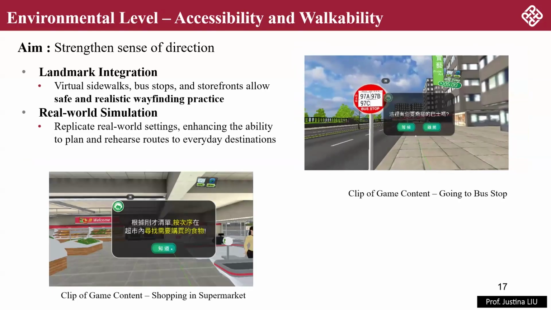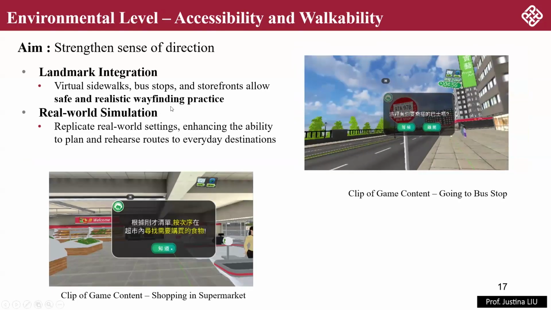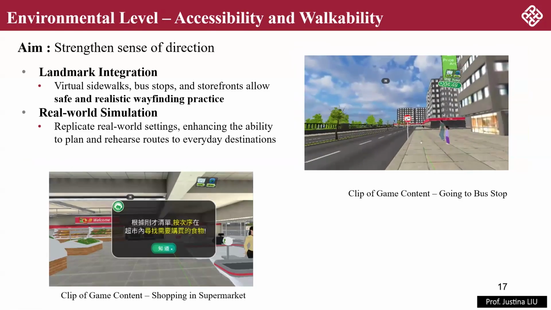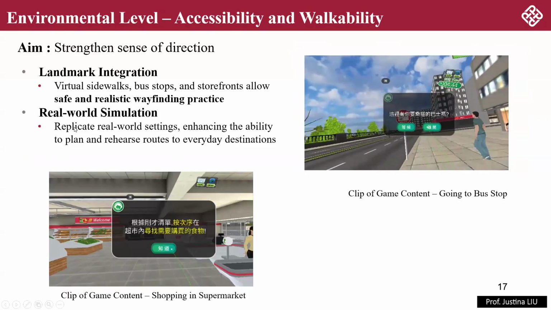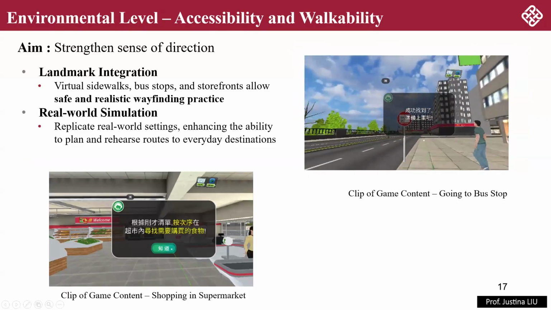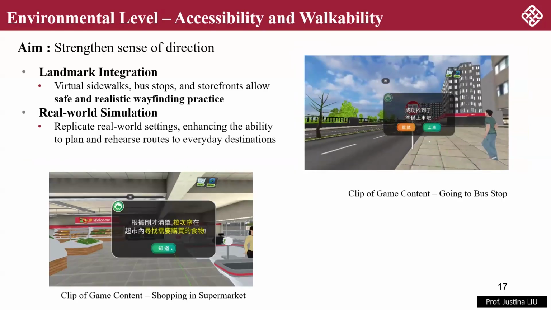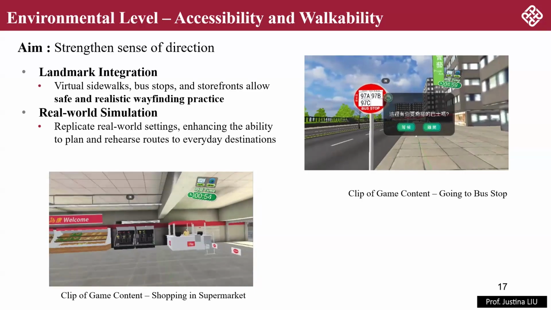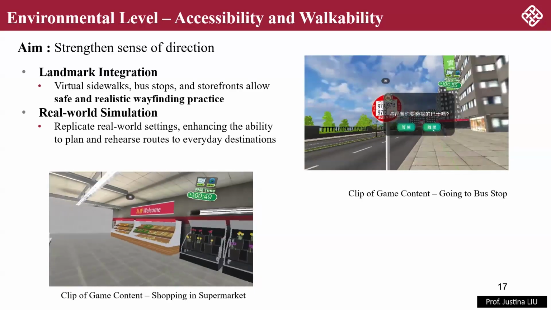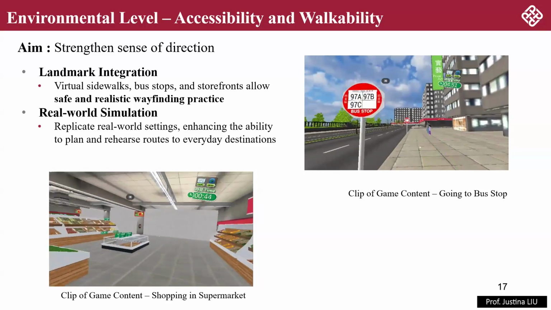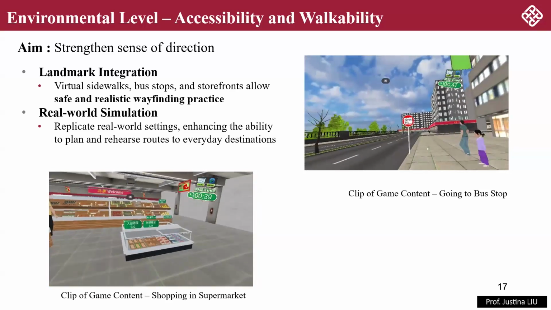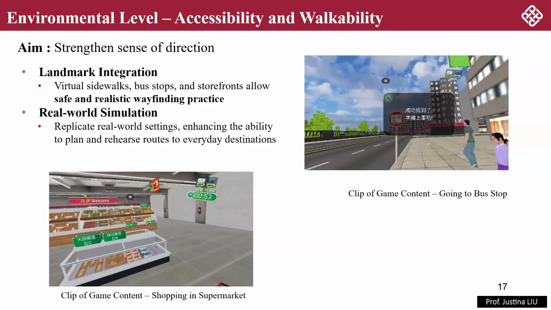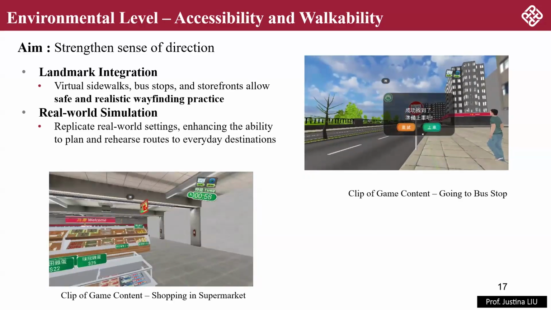Also in the training, participants have a chance to practice wayfinding in the virtual streets or virtual stops. The VR environments replicate a lot of real-world settings, allowing participants to plan and rehearse routes to everyday destinations. This kind of training aims to strengthen their sense of direction, because sense of direction is very important to help older people remain independent in the community.